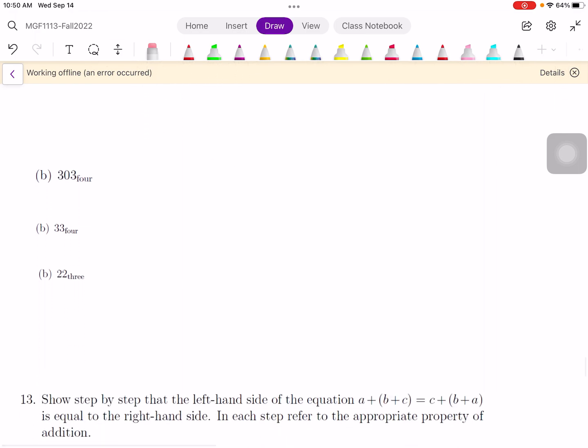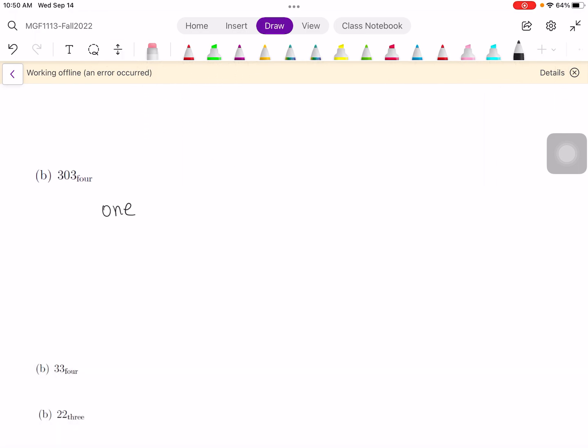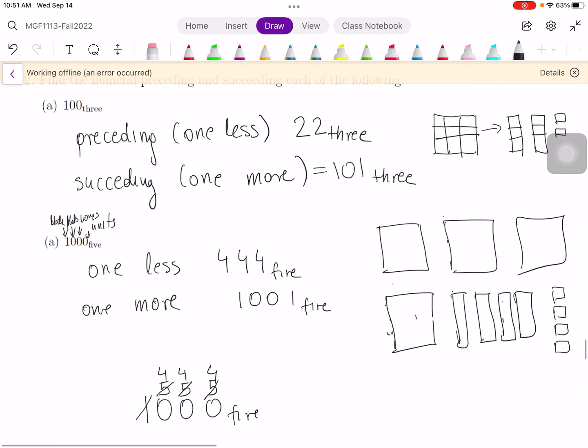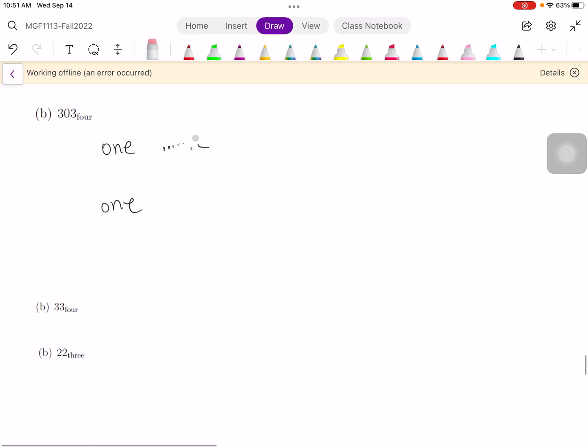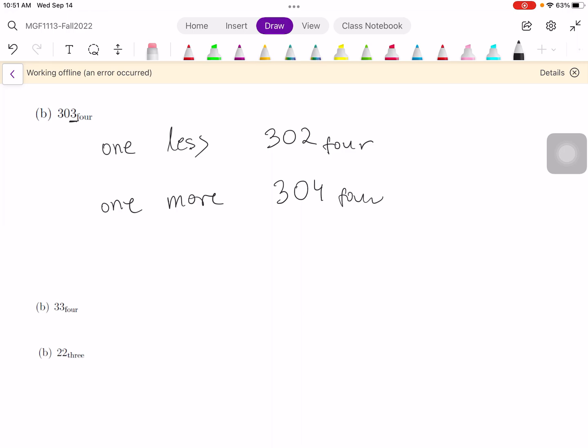Now let's do some of part B. So here, 1 more and 1 less. Which one did I start with? 1 less usually. So here in part B it will be easier to do 1 less, because notice I have 3 units, so I can just take 1 unit out. 1 more is more tricky, because I cannot write 304 in base 4, because in base 4 I only have digits up to 3.